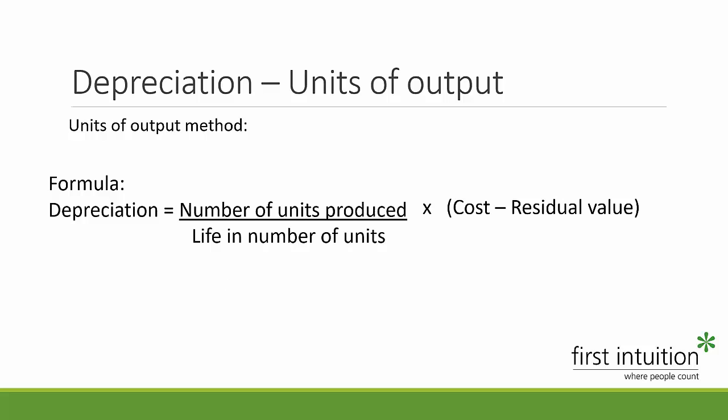So yes, I'll just backtrack very quickly. We're talking about the number of units produced divided by the life in number of units, which is essentially the amount of units that we are anticipating this asset will make over its entire life. And we're going to multiply that by a figure which is our cost less our residual value.